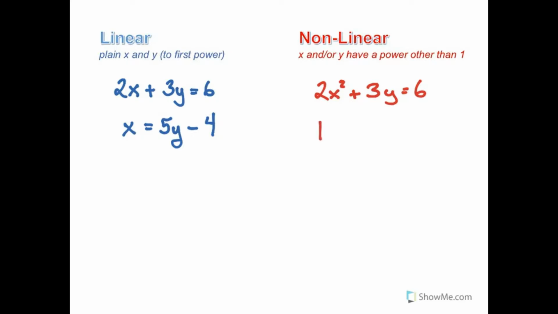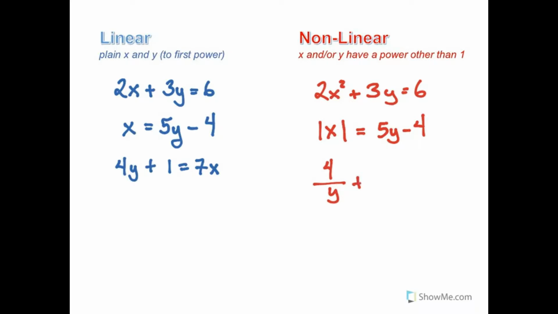But if I take that same equation and put in an absolute value, it's no longer linear. 4y plus 1 equals 7x is linear. x and y are to the first power. But 4 over y plus 1 equals 7x is not linear because y is in a denominator. The x and y can appear in any order on either side of the equal sign. What's important is that they're to the first power.